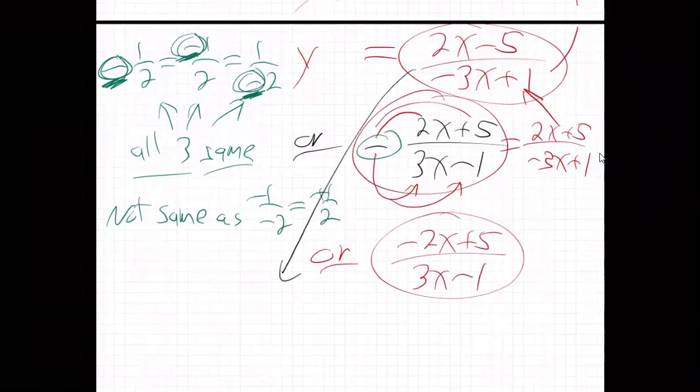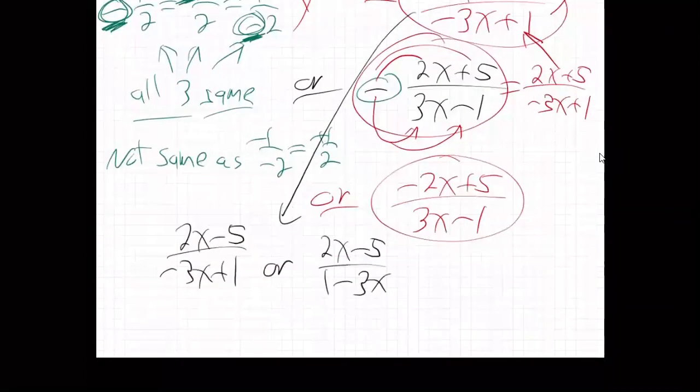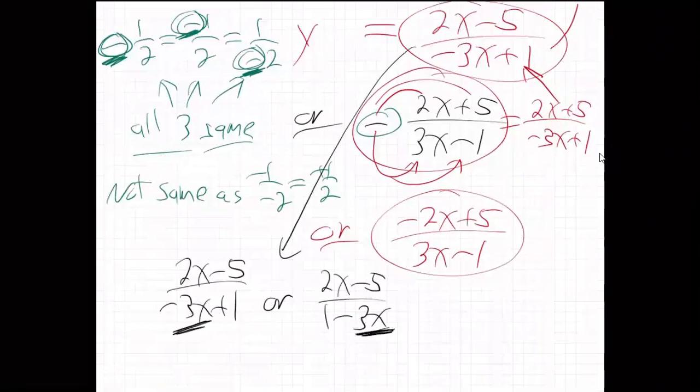I'm giving you a million different looks. This is part of learning the language of algebra, is knowing when two things that look different are really the same. That's an important skill. So I could say 2x minus 5 again, over minus 3x plus 1. That was the first one. Or, you know what you could do? You could swap the order. You could write this 1 minus 3x. Why? Because the signs are the same. The 3x is negative, the 1 is positive. Same signs, order doesn't matter.